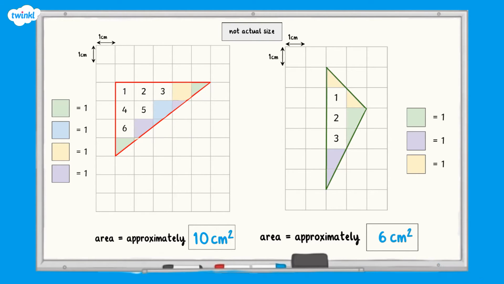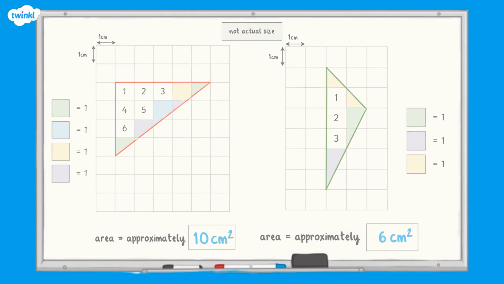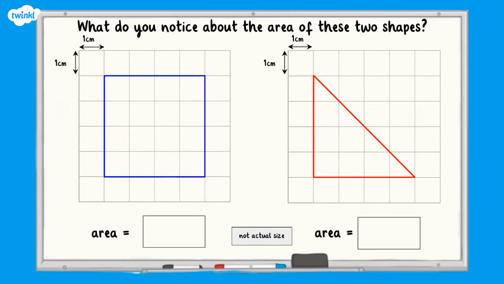The first triangle had an area of approximately 10 centimetres squared, and the second triangle had an area of approximately 6 centimetres squared. Well done if you got that one correct. To finish, what do you notice about the areas of these two shapes? Pause your video now to come up with an answer.